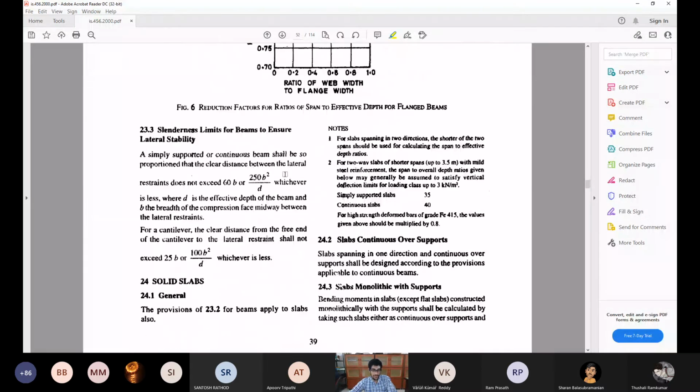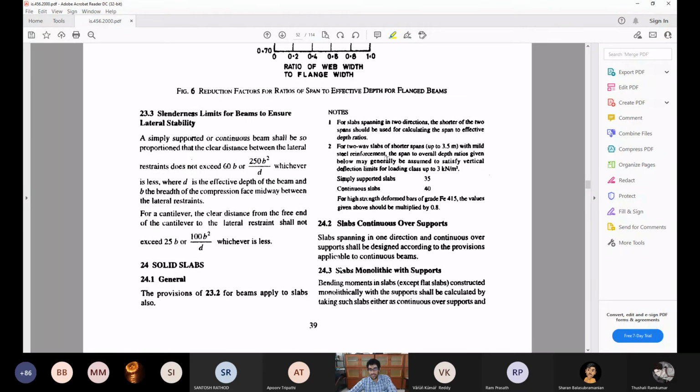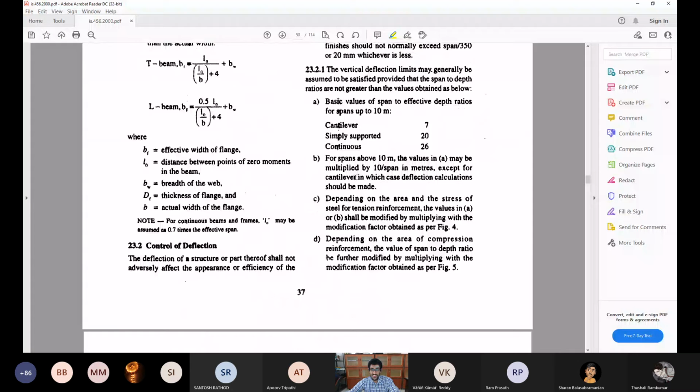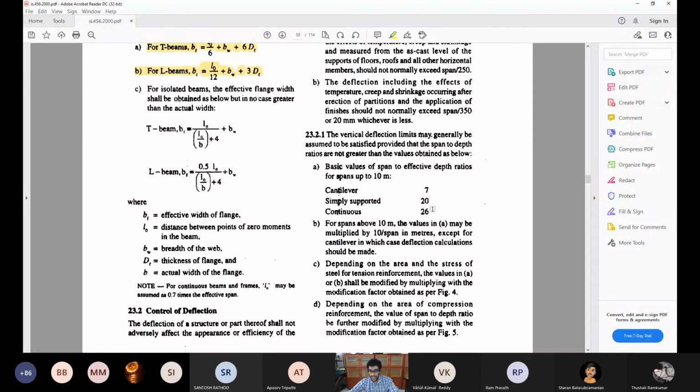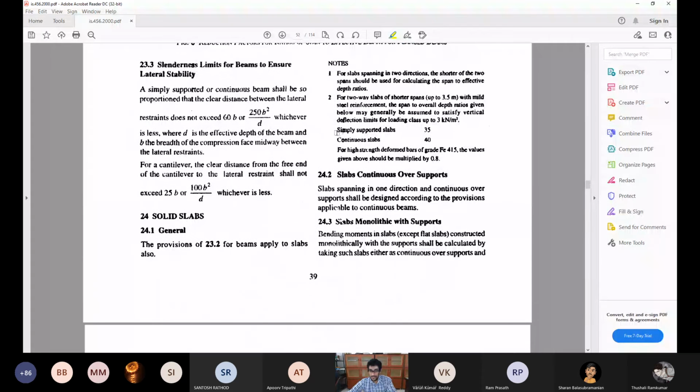Modification factor for them. Then we come to solid slabs. This is what is there for slabs. The provisions of 23.2 apply for slabs and beams also. And the first note is for two-way slabs that I have not come to yet. So you see the control of deflection equation now here. A cantilever means 7, simply supported means 20, continuous means 26. So these values are not the same for slabs. For slabs, they are a bit different. So that is given over here. The ratio becomes 35 and 40. For slabs, the L by D criterion is much more lenient.